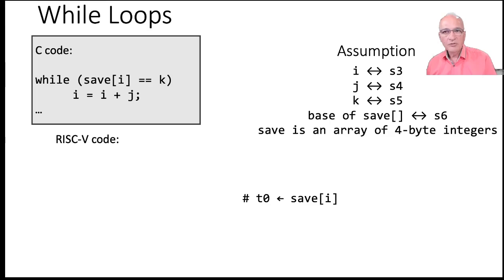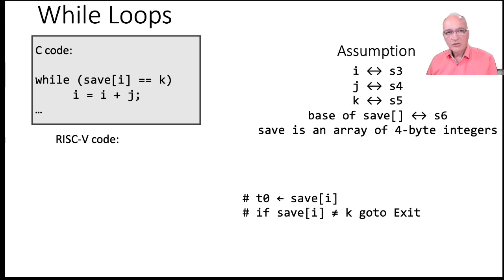In order to create the assembly code for this loop, we need to obtain the memory position that contains the element save sub I. We need to obtain the value that's in that memory position and put it into a temporary register. Let's say that we put it into T0. Then we will test to see if the value that we just got from memory is different from the value k. If the value is different, we'll go to an instruction that has the exit label in front of it. Again, notice that the condition that I'm testing in this example is whether save I is different from k, because I want to know whether it's time for me to go to the exit. Otherwise, if they are equal, I will increment I with the value of j, and then I need to go to the loop to do it again.